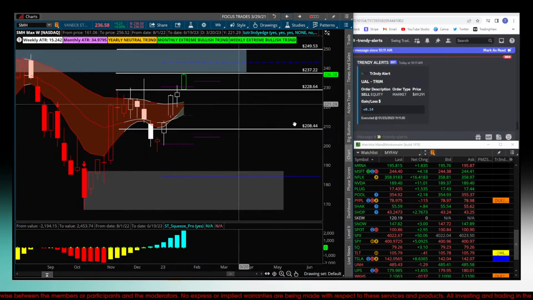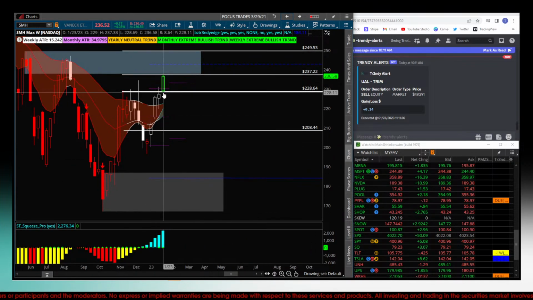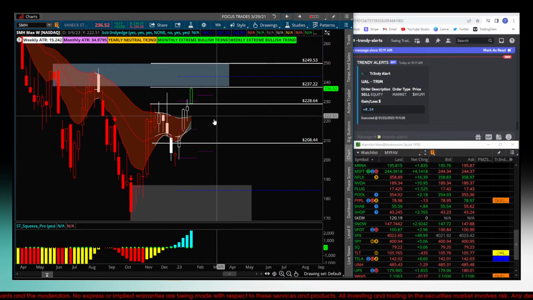Boom. Okay, so you can see right here, we've gone from red to white to green. Nice momentum change. We broke over the EMA cloud.